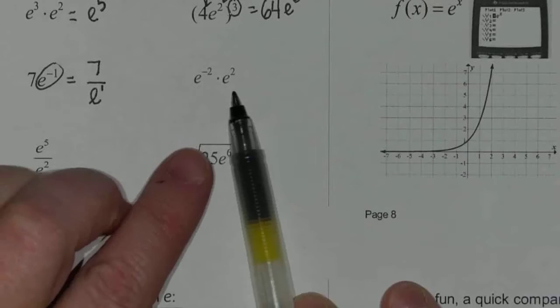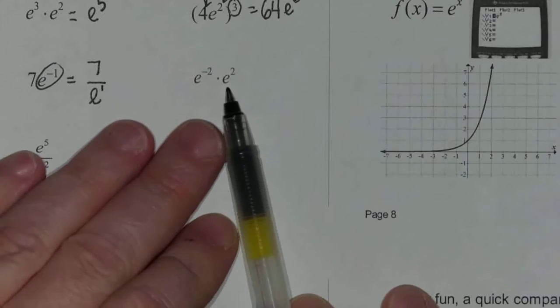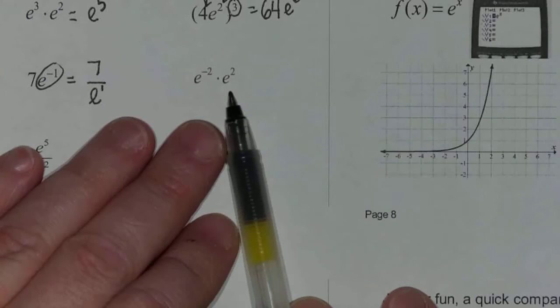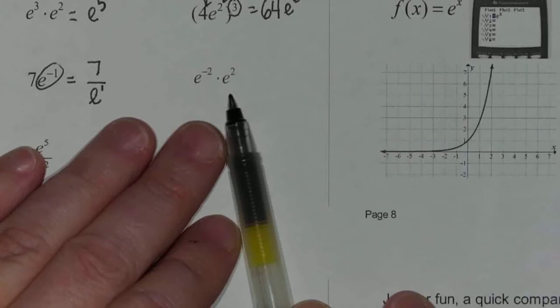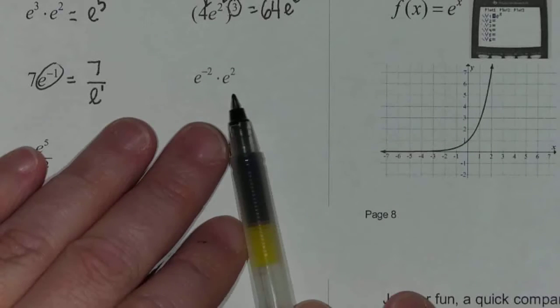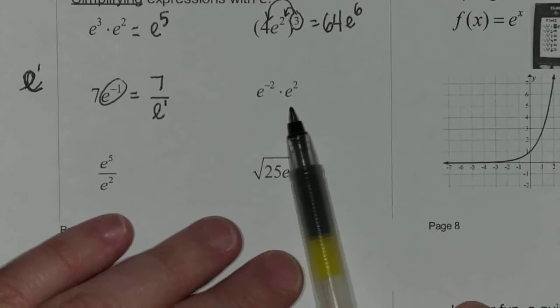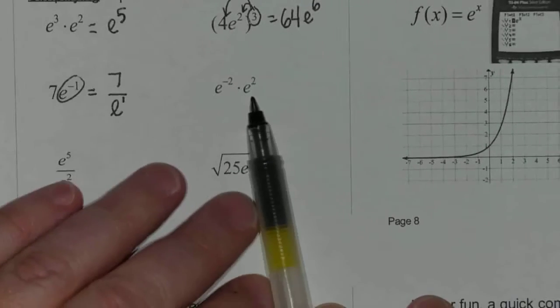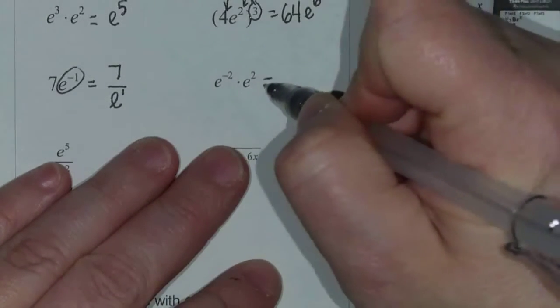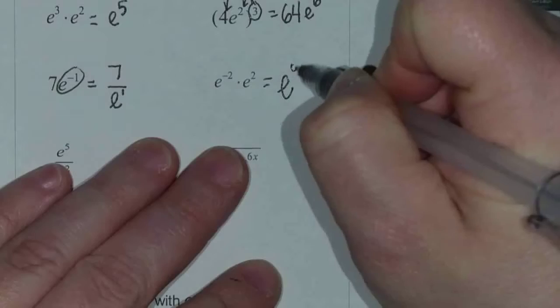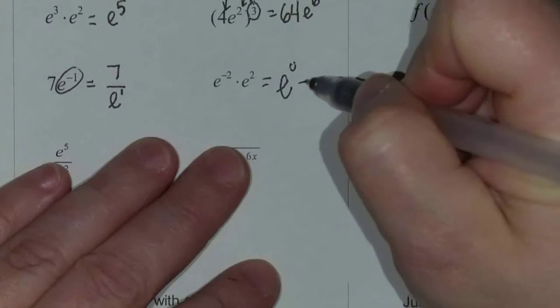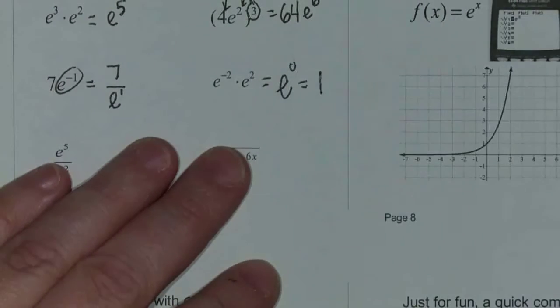All right, right here. E to the negative 2 times e to the 2. What do you get when you simplify that? Would that be e or 0? E to the power of 0. Because if you added another e, it'd be e to the 3rd. So would it be just plain 0? No, that's e to the 0 because you're adding the 2 powers together. So this would be e to the 0. And anything to the 0 power is 1.